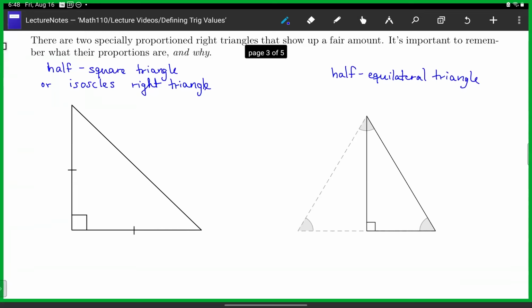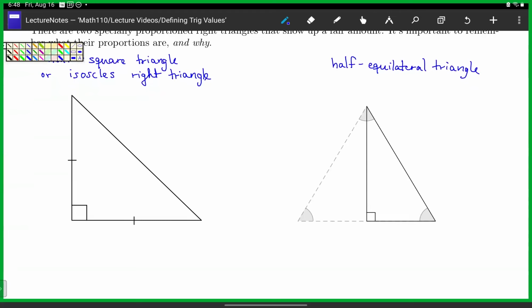So now if we look at these two triangles, the angles in a triangle always add up to pi. Right angle is pi over 2. So that means that these other two angles together have to add up to pi over 2. So they must be pi over 4. And if we look at the side lengths, if I call each of the legs side length a, they're going to be the same since it's an isosceles triangle.